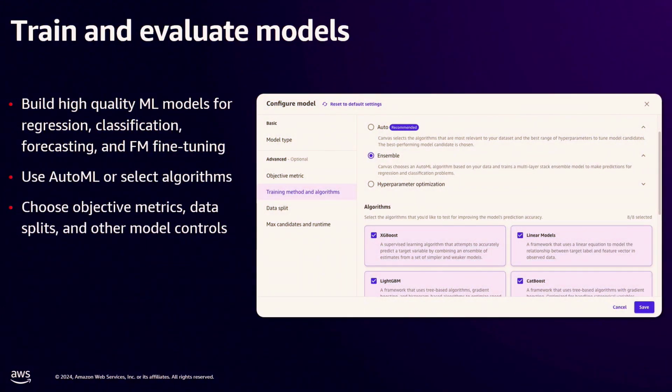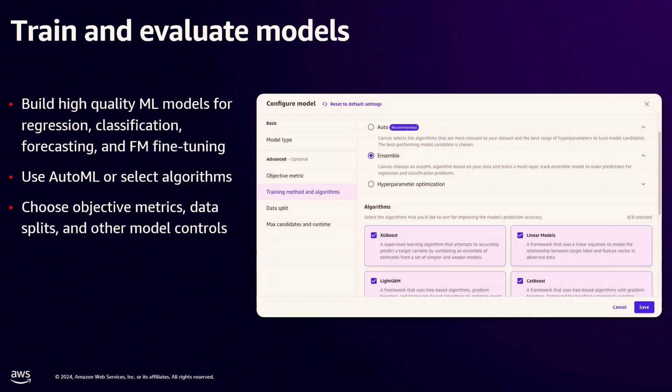I earlier mentioned that you don't need ML expertise. And the reason is we use state-of-the-art AutoML techniques that do the heavy lifting for you. When you train a model with SageMaker Canvas, behind the scenes, we run multiple experiments with different configurations that run in parallel to give you the best performing model.